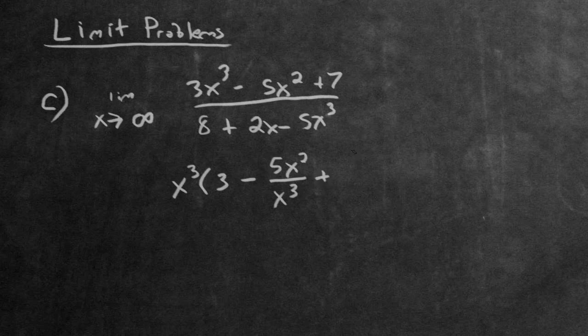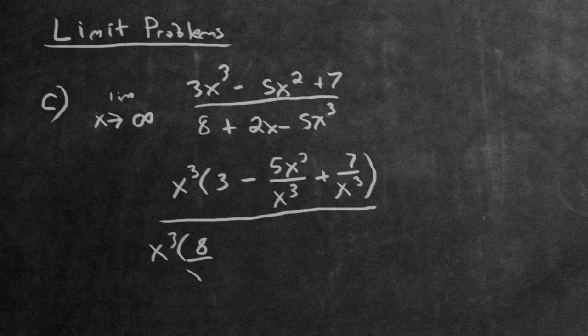Then we do positive, and we'd have 7 over x cubed, and now that's all going to be over. Then let's also factor out x cubed from the bottom, so x cubed. Then we're going to have 8 over x cubed. Add 2x over x cubed. Subtract 5x cubed over x cubed. And if we're just to factor it out, it's just going to leave us with a 5 there, so negative 5.